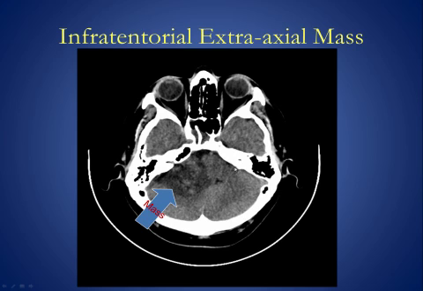Here we have an example of an infratentorial lesion, that is a lesion that's below the tentorium in the posterior fossa. And this is an extraaxial mass that is centered in the right cerebellopontine angle, and you can see it pushing on the brain parenchyma. And this is the fourth ventricle here, which has been markedly displaced to the left.